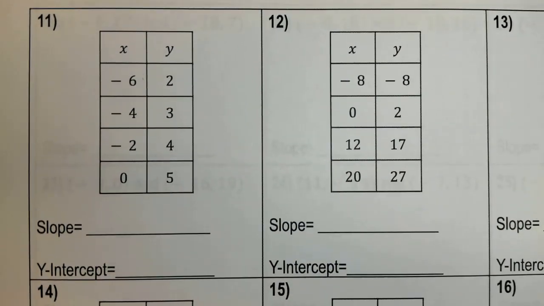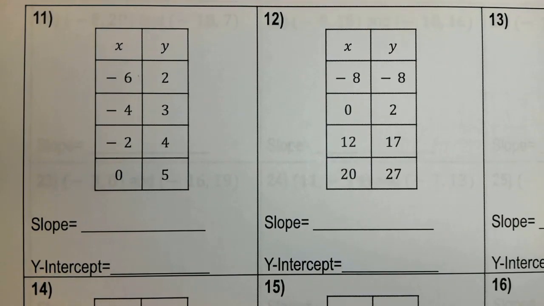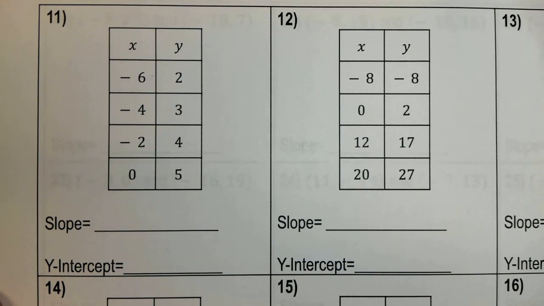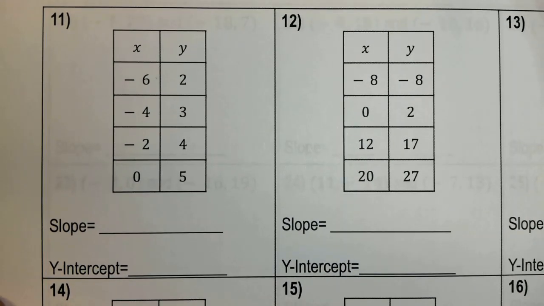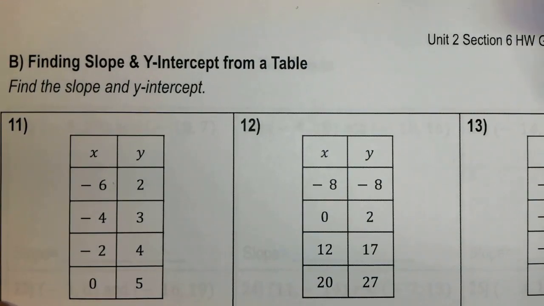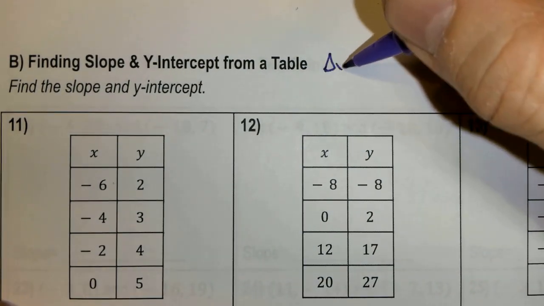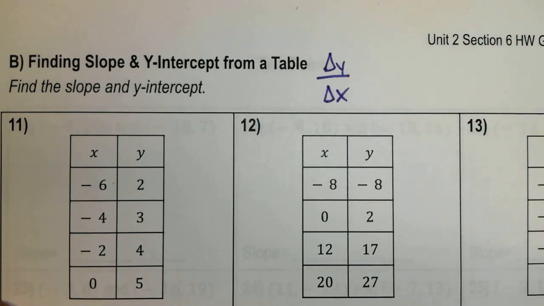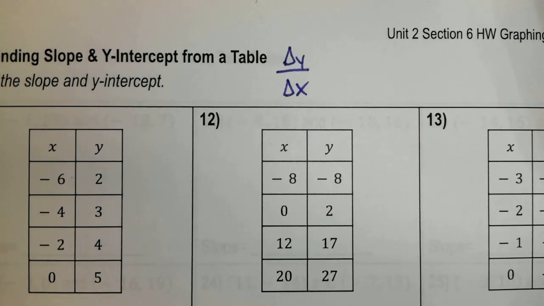So number 11, I just have to find slope and y-intercept, and I have a table of 4 points, right? So I'm going to do this one by hand. So to do this by hand, I want to find slope, which is like the change in y over the change in x, okay? You may have seen it as maybe delta y over delta x. And delta just means difference. That's what it means. That's the triangle.